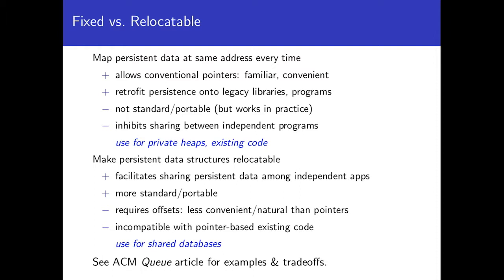fixed address data structures make it difficult to share data between independently developed applications. If I've created, say, a persistent heap that must be mapped at a particular address range, and you've created a persistent heap that must be mapped at a particular address range, if those two ranges overlap, then there's no way for a single process to use your persistent heap and mine at the same time, okay? So this makes it harder to share data across independently developed applications.